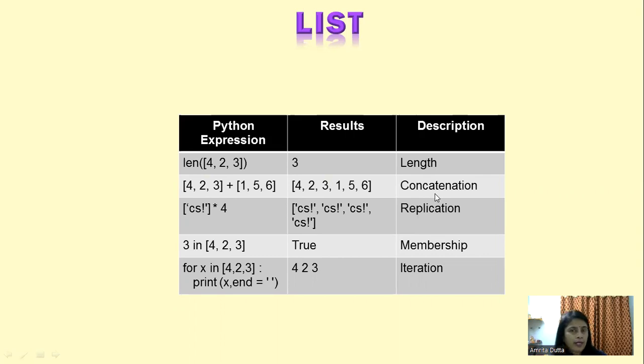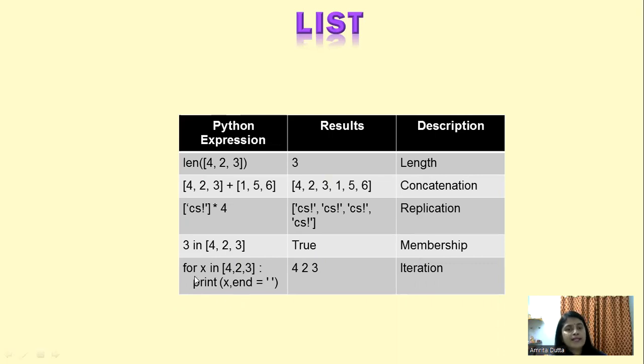So it's used for concatenation. Then also we can use it for replication. We can use that for multiplications with the list. So if I write CS colon into 4, it will be repeated 4 times. Then we can also check the membership with the help of the membership operator. So 3 in 423, so is the 3 present in the list or not? Yes, it will give you true because 3 is present. So we can check with the membership operator also.